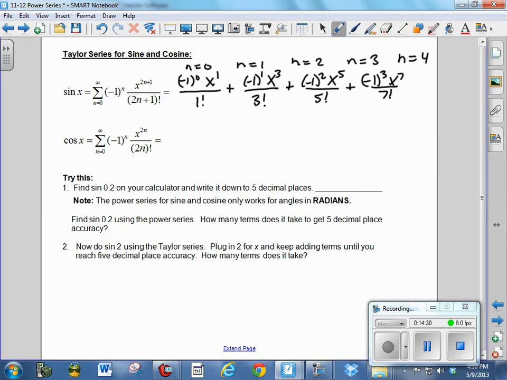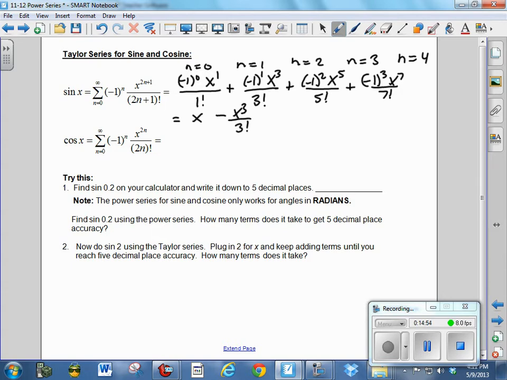So let's simplify this a little. The negative 1 to the 0 is just 1. X to the first is just x, and 1 factorial is just 1. So this just turns out to be x. The second term, negative 1 to the first, well, that is a negative number. So that means I'm actually subtracting. My next term is x cubed over 3 factorial, but I'm subtracting it.